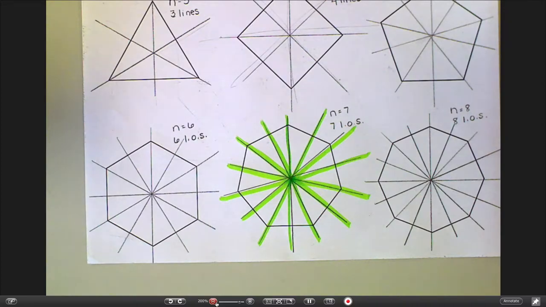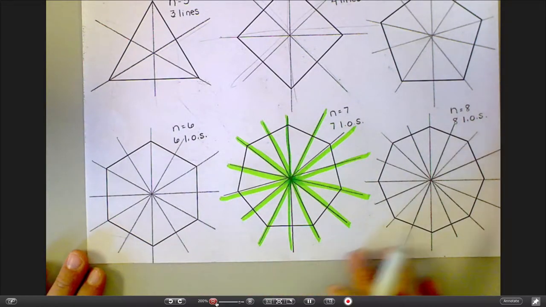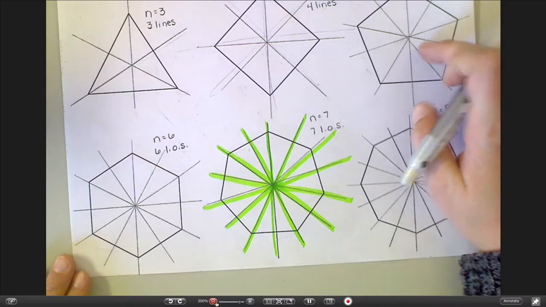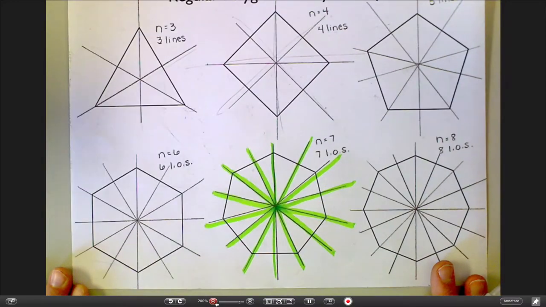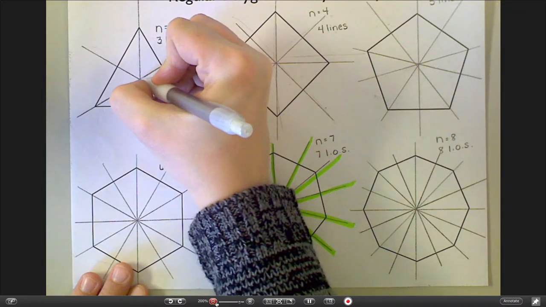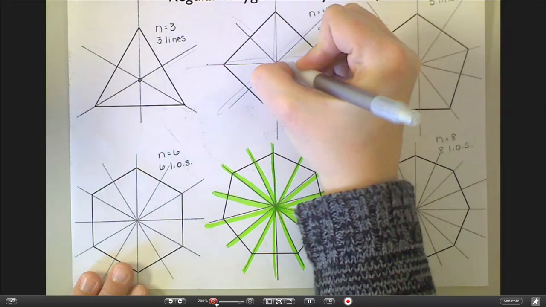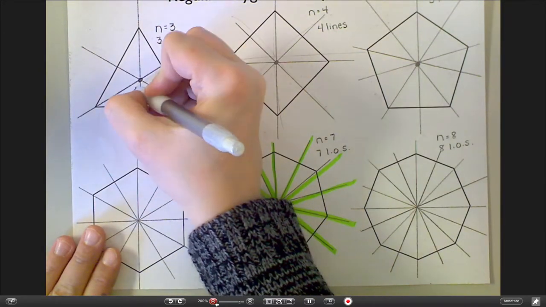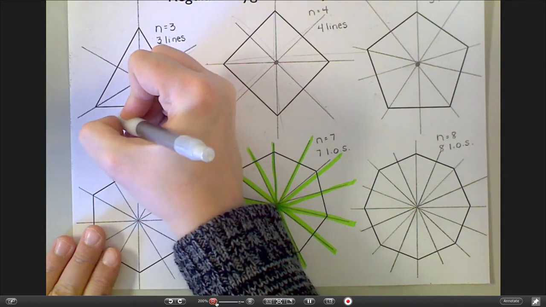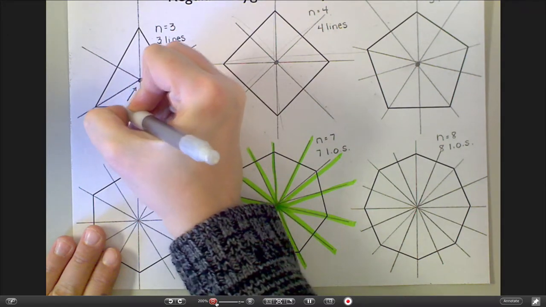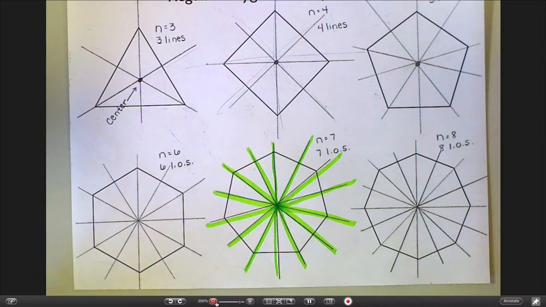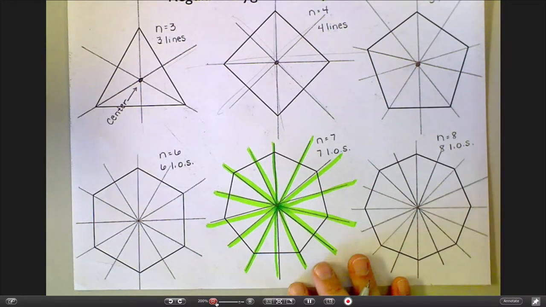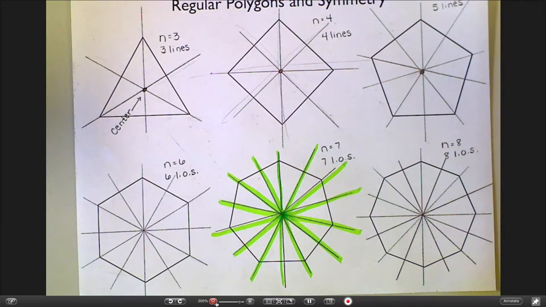Do you see how on all of these, as long as you drew them fairly well (it didn't work so well for me here), all the lines of symmetry meet in one point? That one point is called the center of the figure. So that one point where the lines of symmetry meet is called the center. I think I sort of mentioned that yesterday.